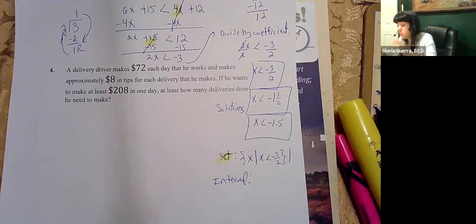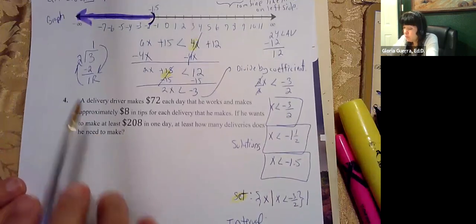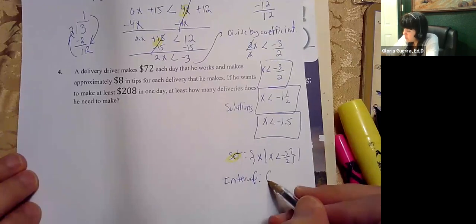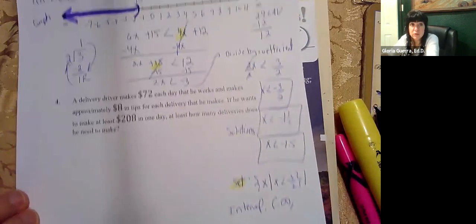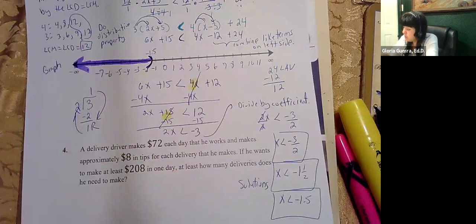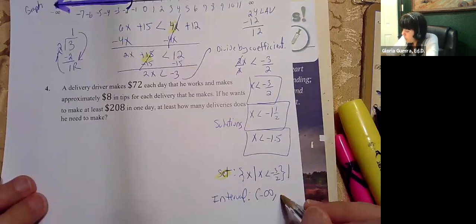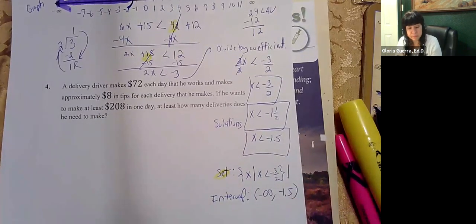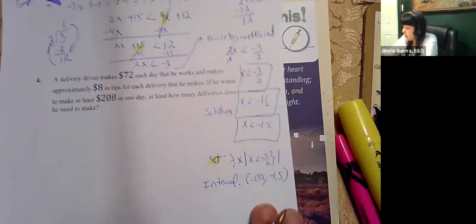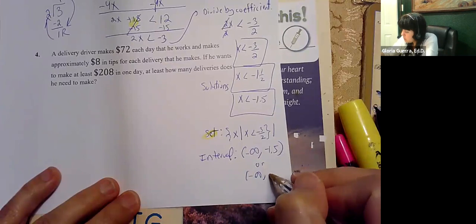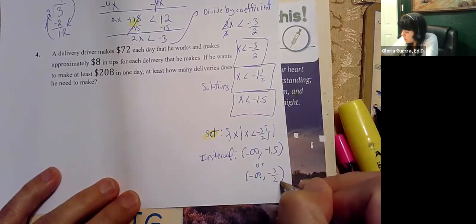Okay, so the interval, it's a mini snapshot of your graph. You read it from left to right. So you're going to see negative infinity first. So parentheses, negative infinity, because it's parentheses. So negative infinity all the way to negative 1.5. Okay, there's your interval. And if you don't want to use 1 and 1/2, you can use negative 3/2. That's originally what they had there.